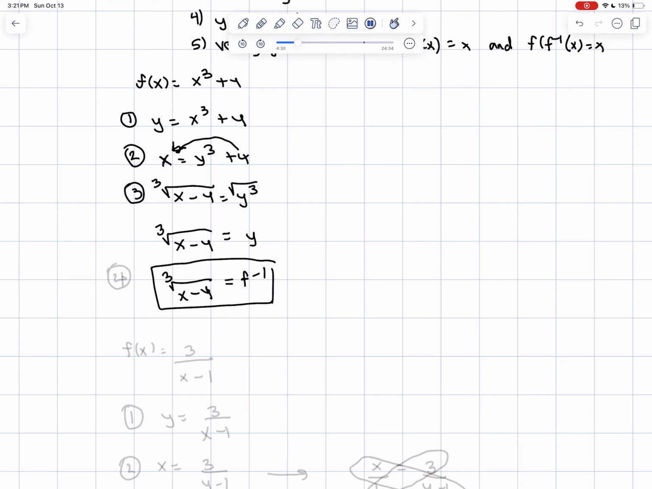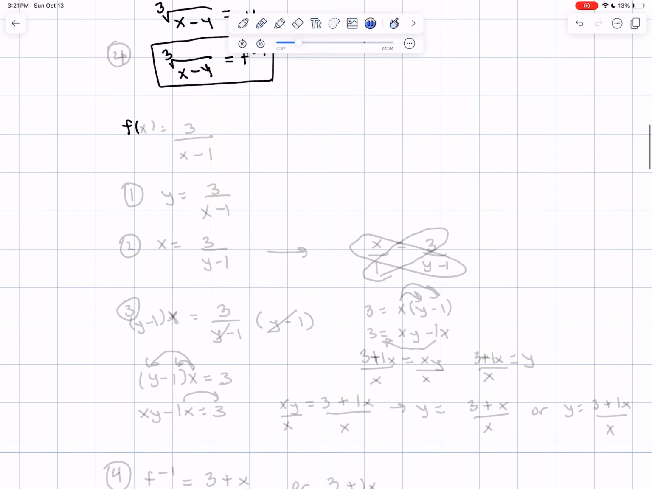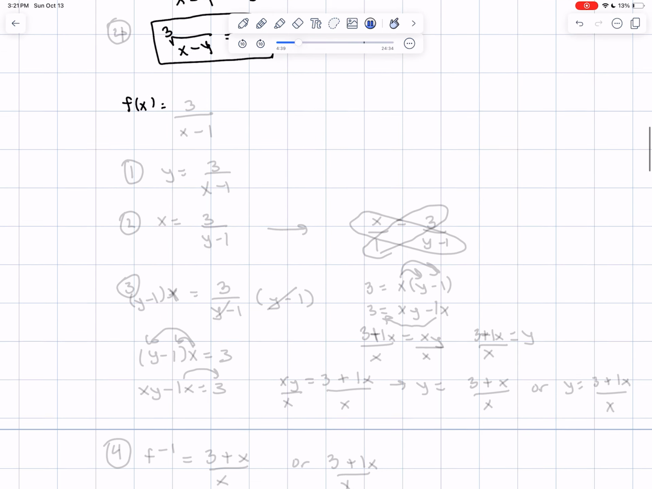Let's do another one. So let's try a little bit harder. So let's try this one. F of x equals 3.